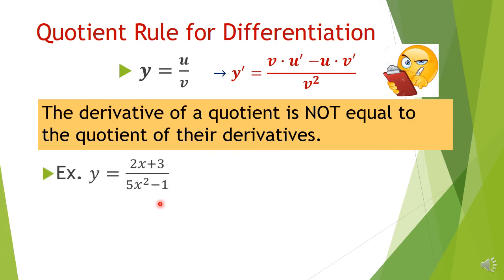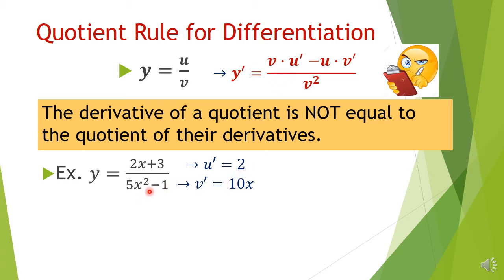So, for example, if we have this, that is u prime equals 2. The derivative of our u, u prime equals 2, so it's easy to get the derivative later. Our v prime, what's the derivative of this? This will be 10x. Okay, 10x minus 0. If we follow this formula, what we will do is start with the denominator.